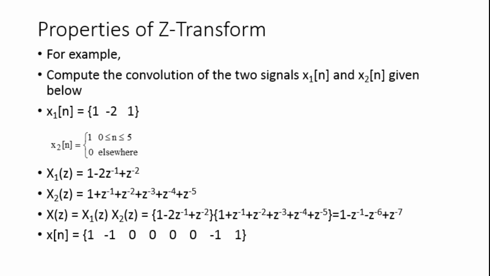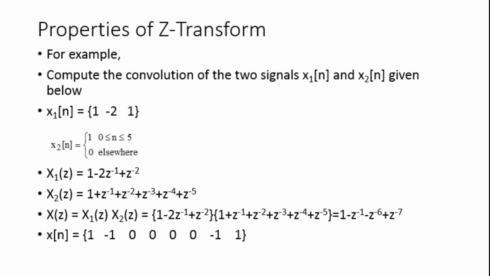For example, compute the convolution of the two signals x1 of n and x2 of n given below. x1 of n is equal to 1, minus 2, 1 and x2 of n is equal to 1, where n varies between 0 to 5 and 0 elsewhere.